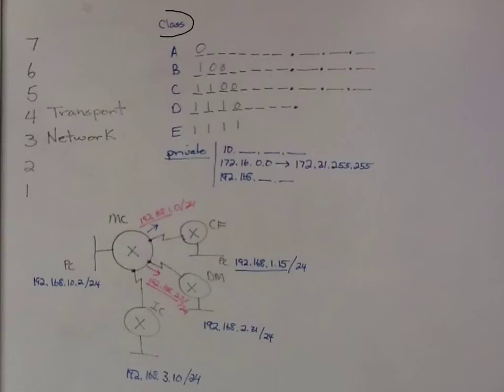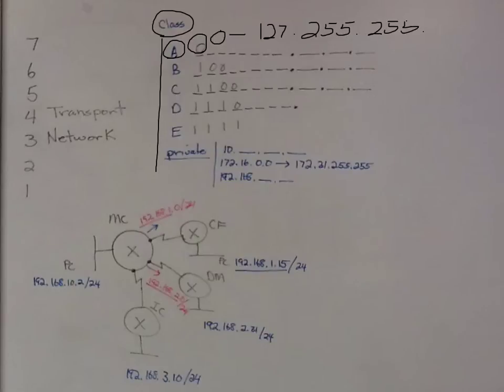We talked a little bit about the class of addresses, and I went through this little scenario in which if it's a class A address, there's a 0 right there, which means it's going to limit those addresses from 0 to 127, 255, 255, 255.